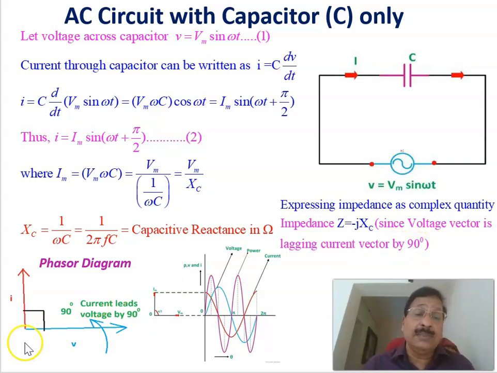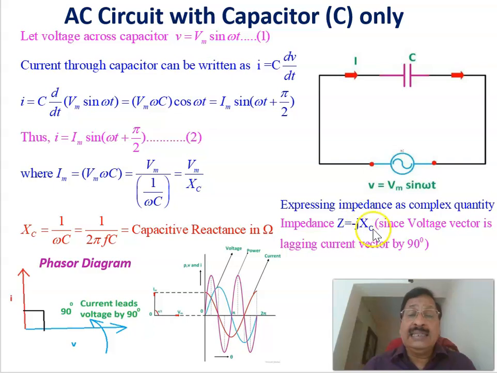Of course, this is based on the voltage, because impedance equals voltage divided by current. Therefore, we can say the voltage vector is lagging the current vector by 90 degrees. Since it is lagging, it is minus j. Normally, plus j is an anti-clockwise rotation, and a clockwise rotation is minus j. In this case the current is leading, or the voltage is lagging. Therefore, the impedance corresponding to the pure capacitance is Z equals minus jXc.